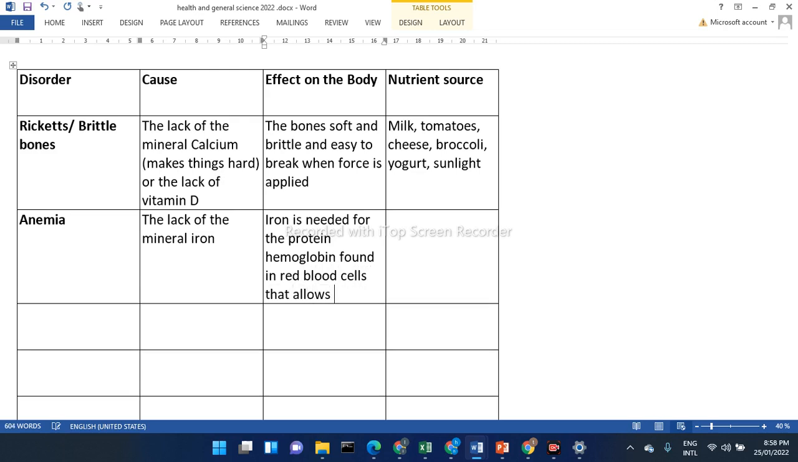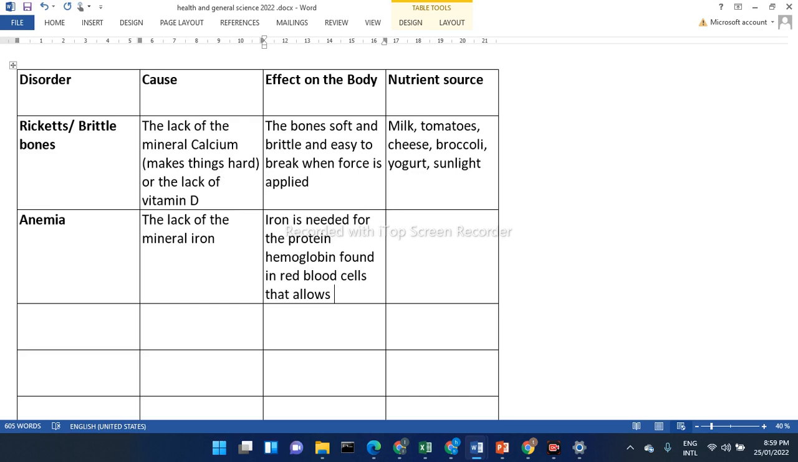Rickety? What do you mean? It's like when you don't have enough vitamin C and your teeth get messed up. I think it's called rickety. No, scurvy is vitamin C. Yeah, scurvy. We can come into that at night, definitely, when you have time, for rickets and anemia.